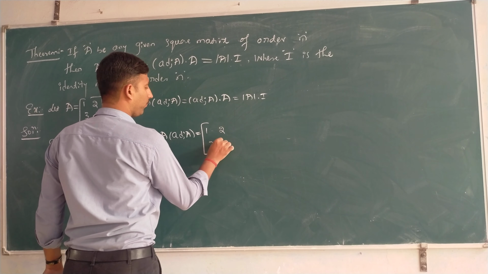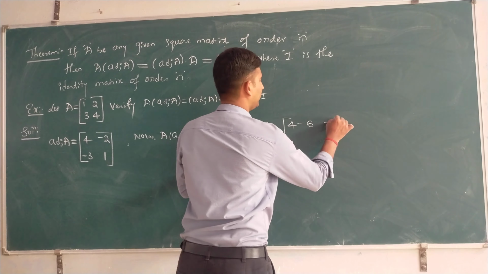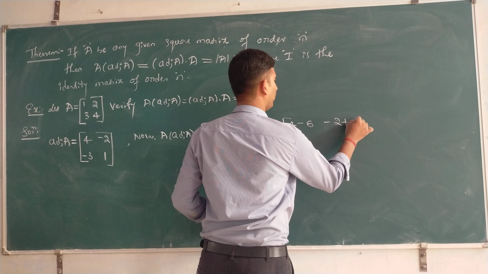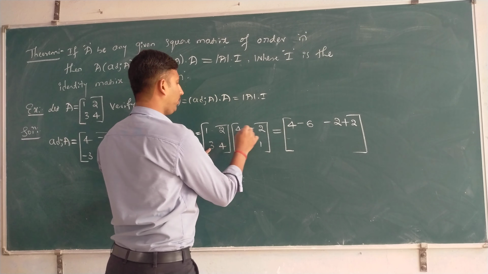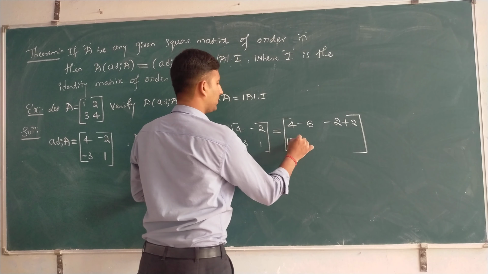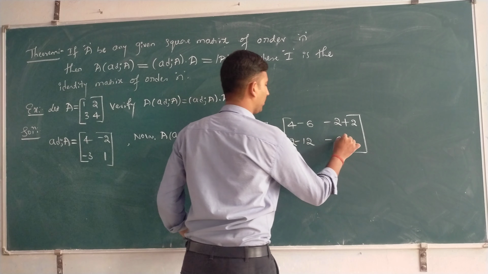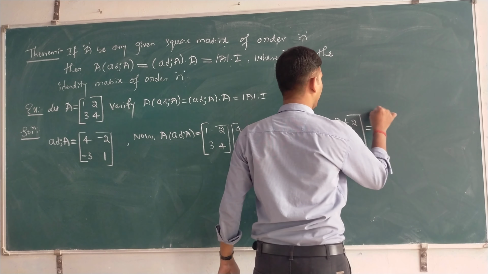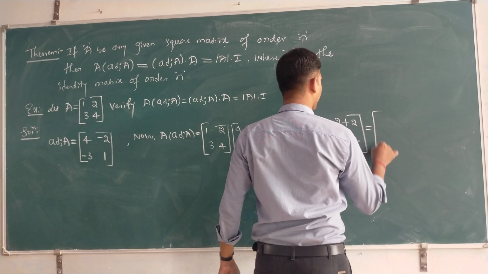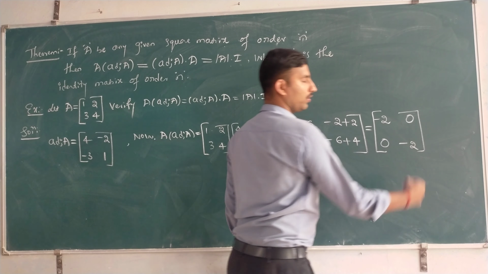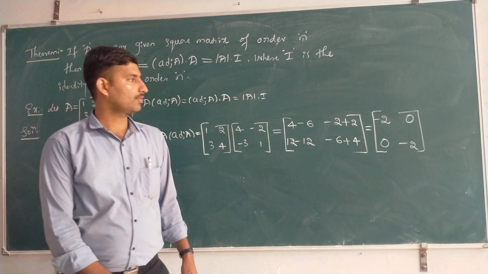Then what is the value? This value becomes 1 into 4, that is 4. 2 into minus 3, that is minus 6. 1 into minus 2, that is minus 2. 2 into 1 becomes 2. 3 into 4 becomes 12. 4 into minus 3, that is minus 12. 3 into minus 2, that is minus 6. 4 into 1 becomes 4. That is minus 2, 0, 0, minus 2. Correct?